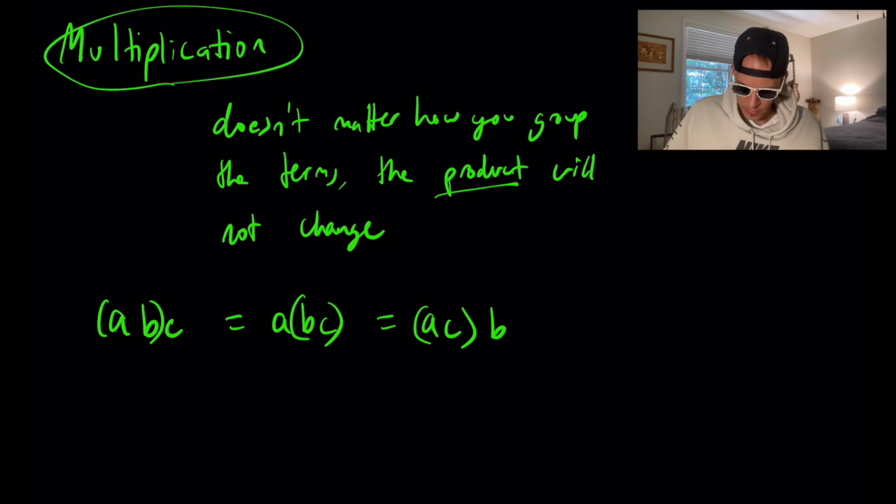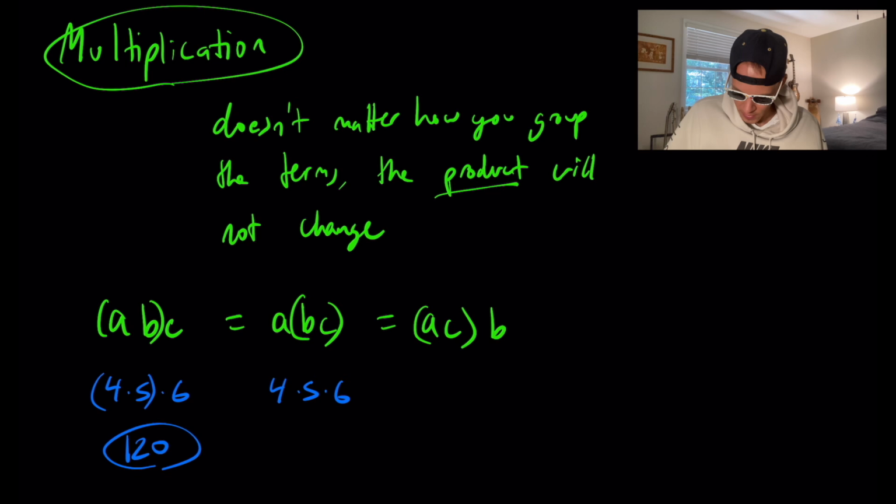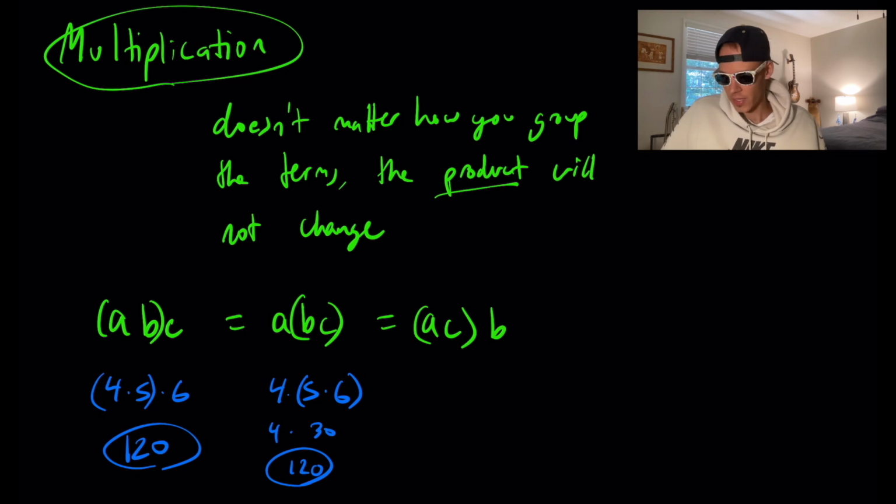So we'll use 4, 5, 6 this time. So A is 4, B is 5, C is 6. So 4 times 5 times 6. If I do 4 times 5 first, that's 20. Times 6 is 120. And then if I do same numbers, but this time I'll do 5 times 6 first. 5 times 6 is 30. And then 4 times 30 is going to be 120. To get the same answer again.